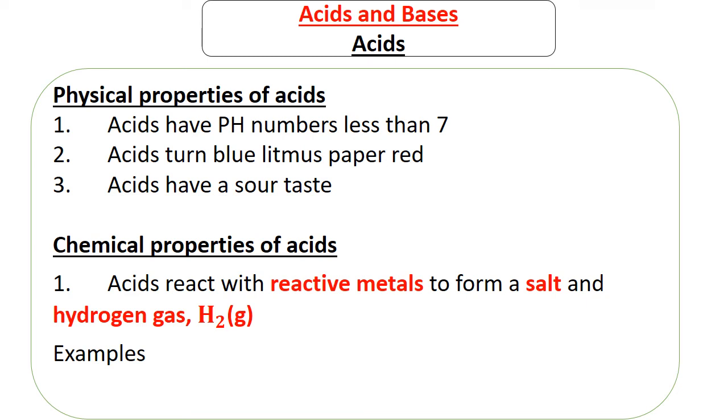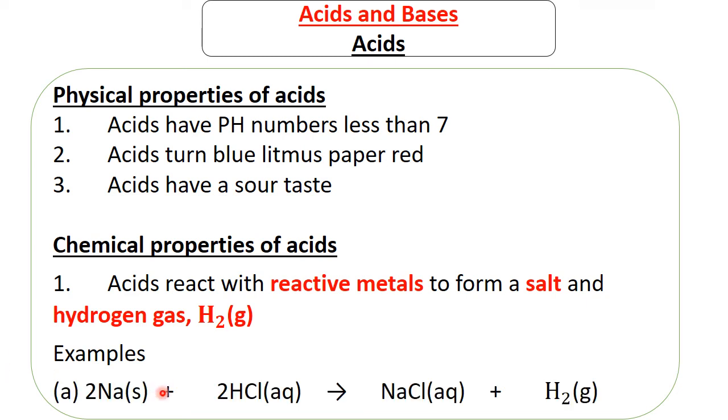An example of such a reaction is this reaction. Sodium is very reactive and it is high in the reactivity series. This sodium reacts with hydrochloric acid, which is an acid, and when this happens, sodium is going to combine with chlorine and hydrogen is going to be emitted as hydrogen gas. So we're going to have sodium chloride and hydrogen here.